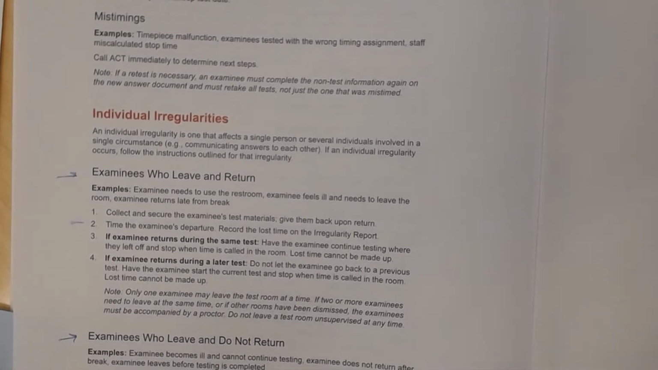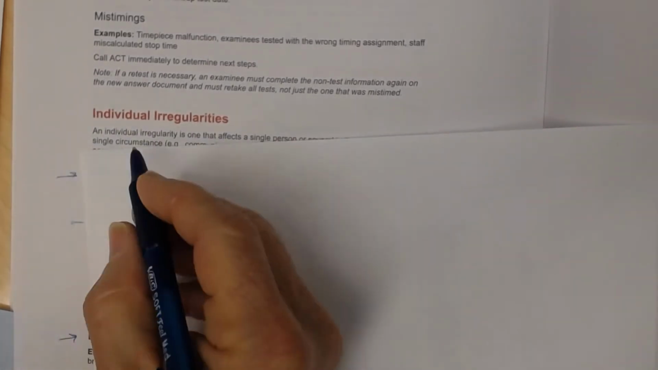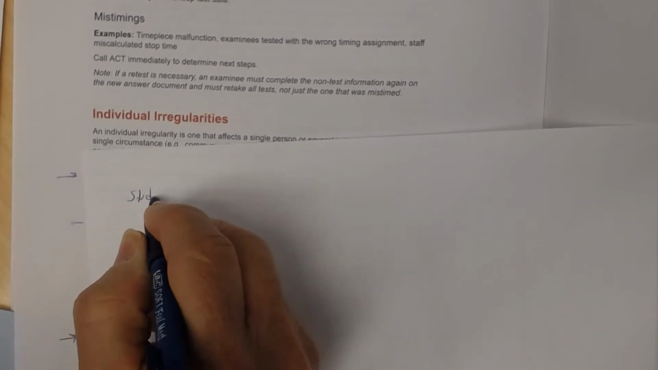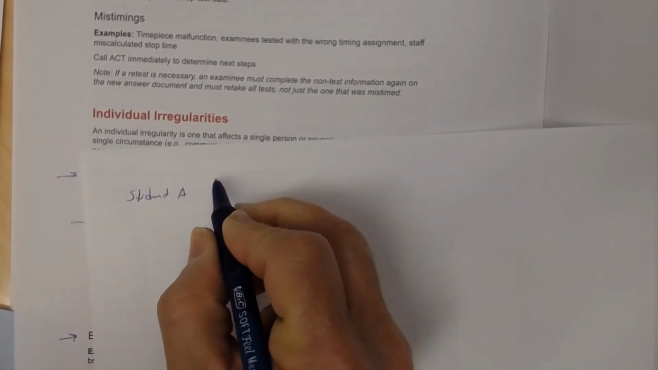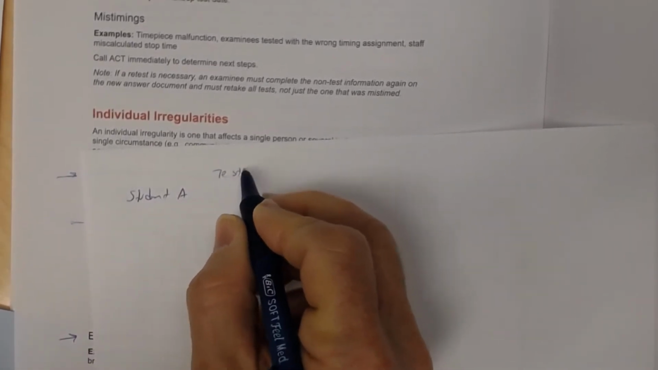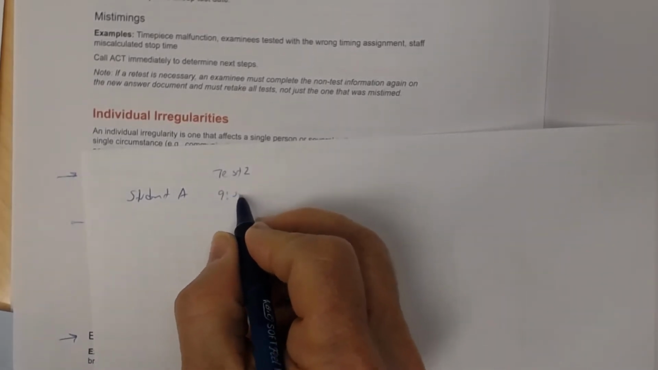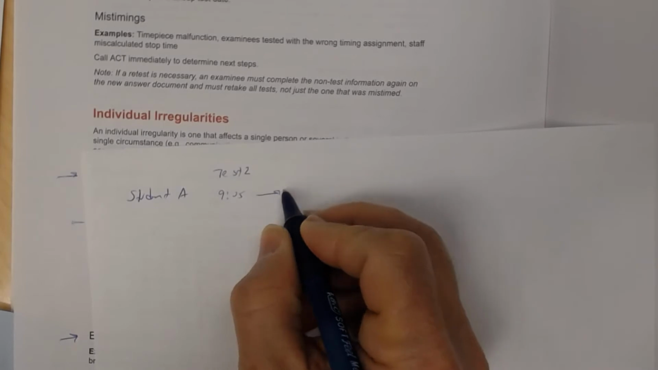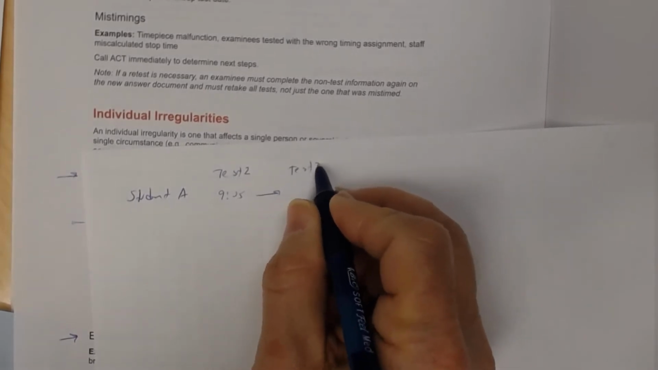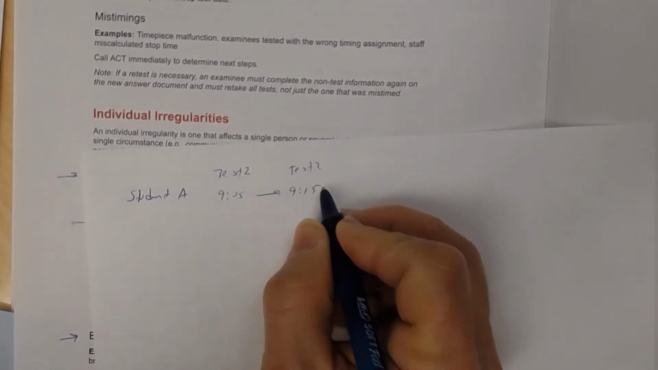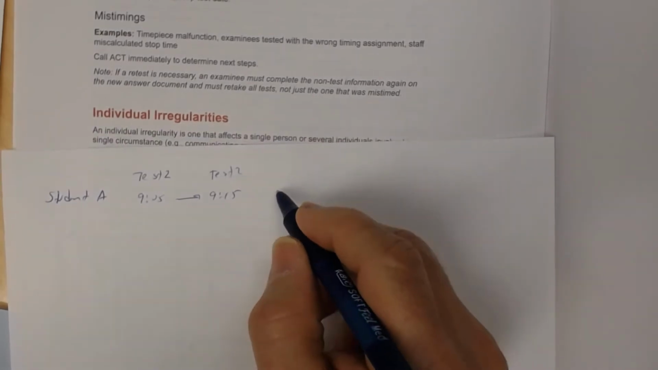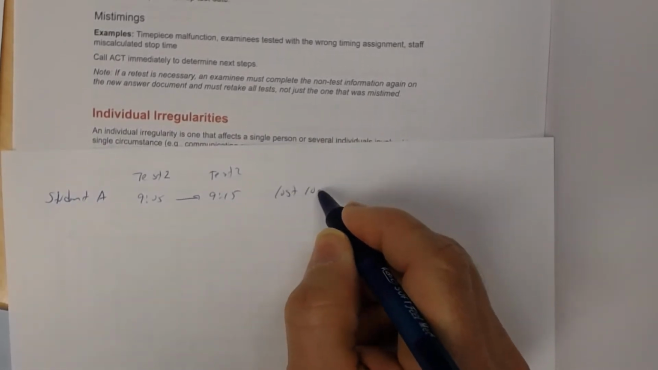So, for example, student A leaves during, let's say, test 2. Let's say it's 9:05, and then the student comes back during the same test, test 2, at, let's say, 9:15. So they've lost 10 minutes.